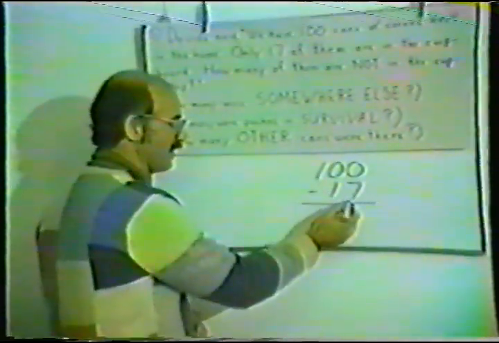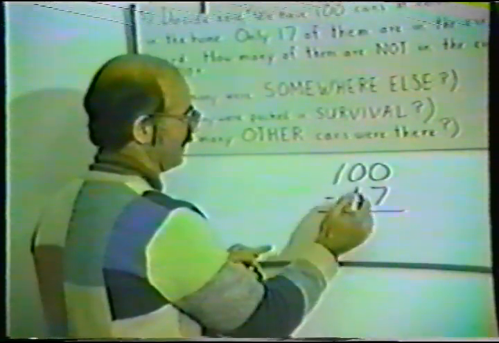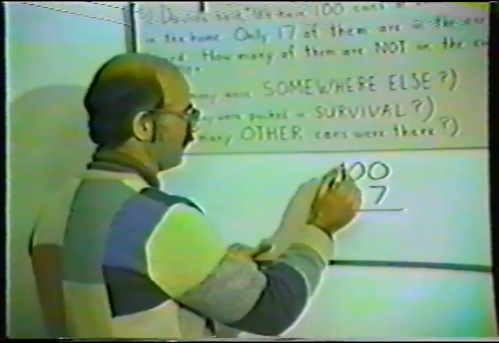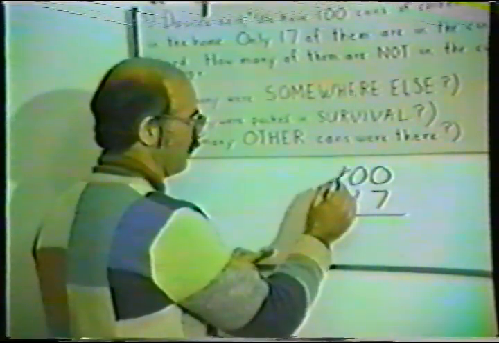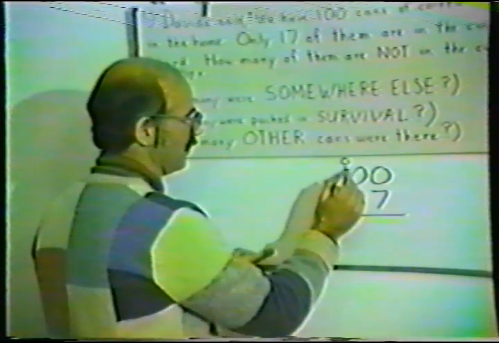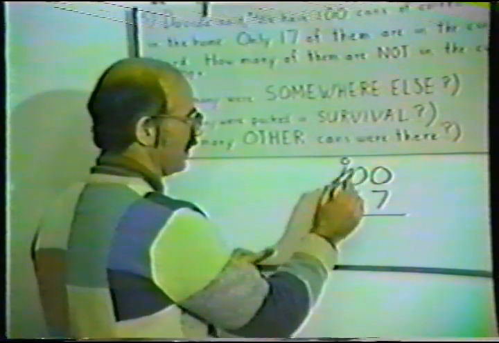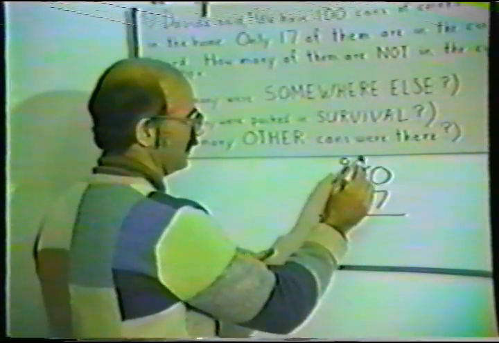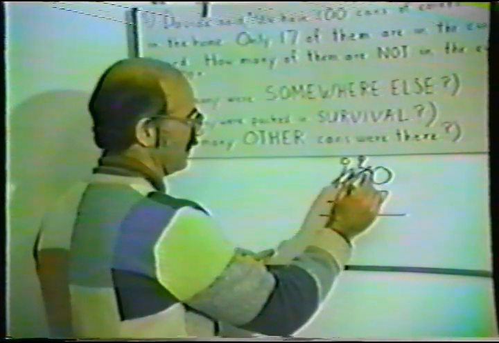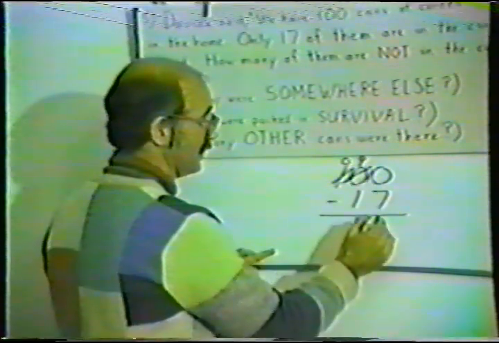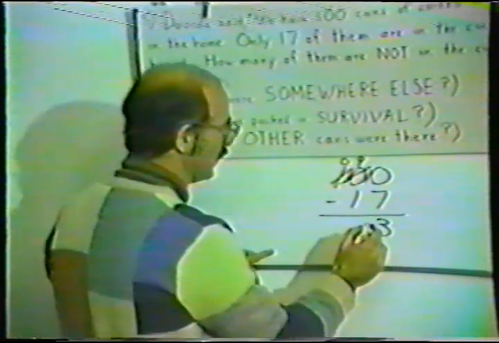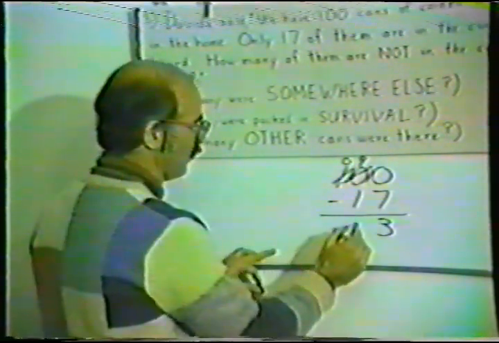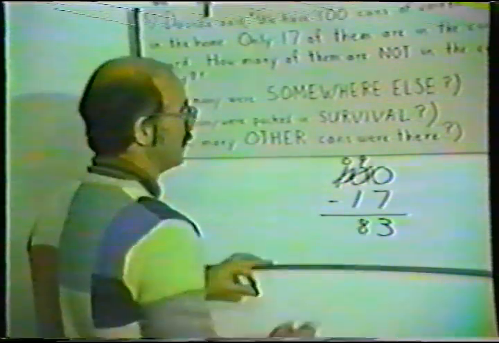0 take away 7. Can't do. We have to borrow from the 1. The 1 becomes a 0 to make the 0 a 10, and the 10 becomes a 9 to make this 0 a 10. 10 take away 7 is 3. 9 take away 1 is 8.